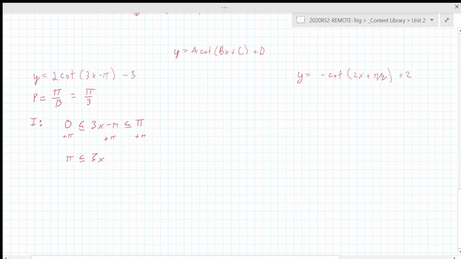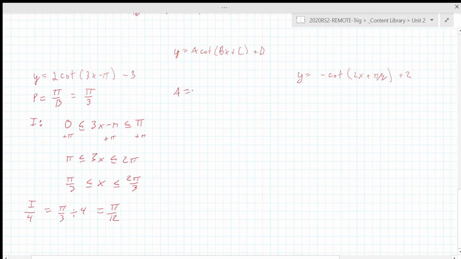So pi is less than or equal to 3x, less than or equal to 2 pi. And then we're dividing all sides by 3. So that would be pi thirds less than or equal to x, less than or equal to 2 pi thirds. And then we're going to check the size of our interval and divide it by 4, which will be the period divided by 4, or pi twelfths. And this will tell us how to set up our x-axis.